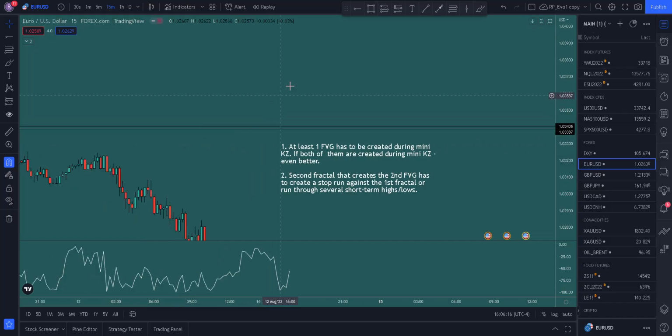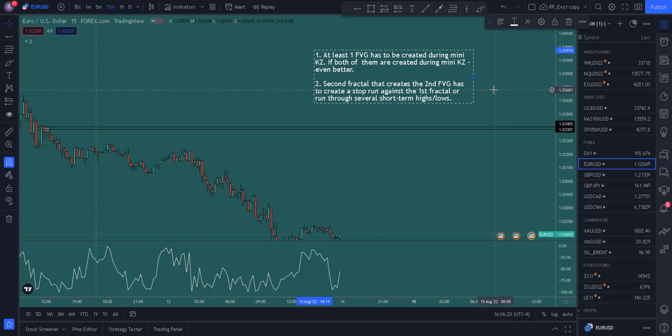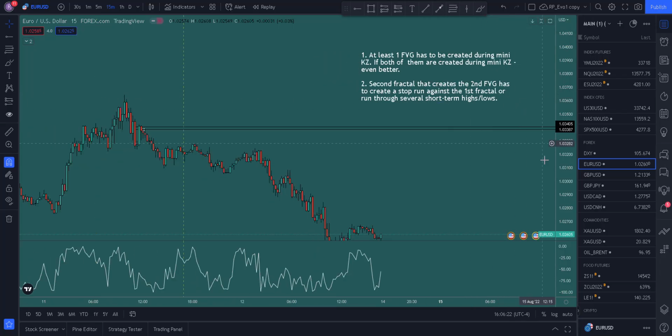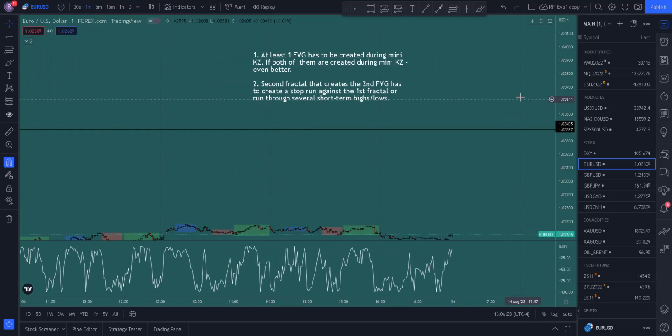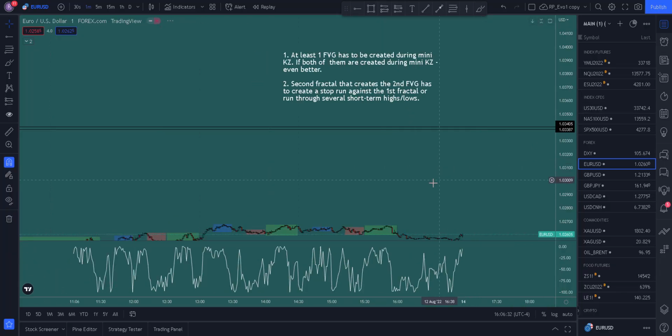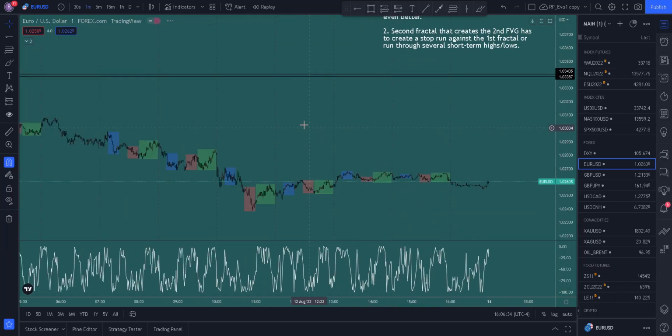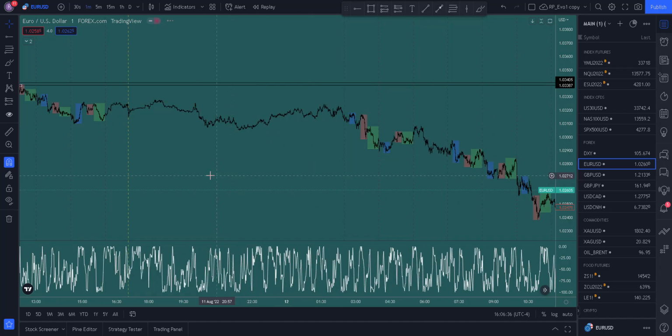Okay, let me remove this. So these are the two things that make, in the Inception model, strong probability trades. Let's go into examples, okay? Let's look at euro dollar. Again, I mostly trade indices and sometimes the euro dollar or pound dollar, but mostly indices. That's really my bread and butter, right? Let's go into euro first.